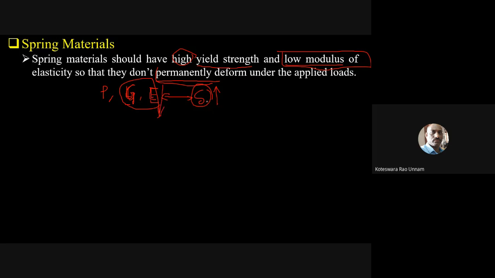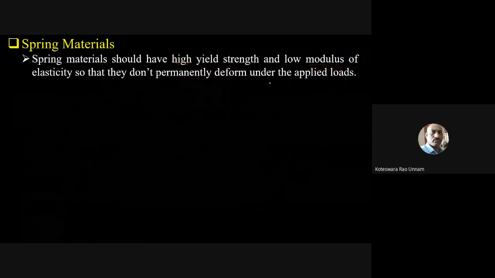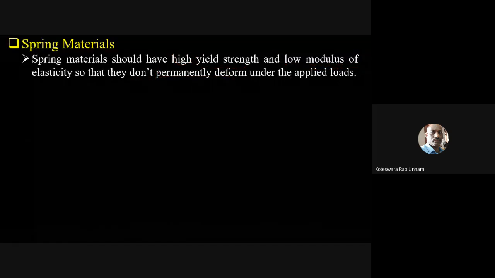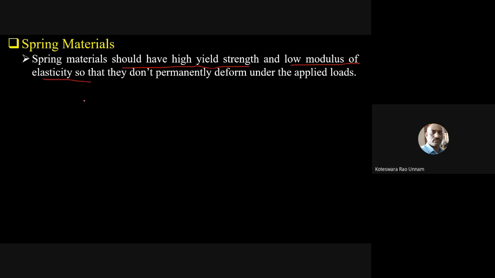So if the deflection is high under a given load, we can avoid permanent deformation, so that the spring can regain its shape after removal of the load. Therefore, the first important characteristic for spring materials is that it should possess a high yield strength and low modulus. That is one of the properties the spring material should possess.